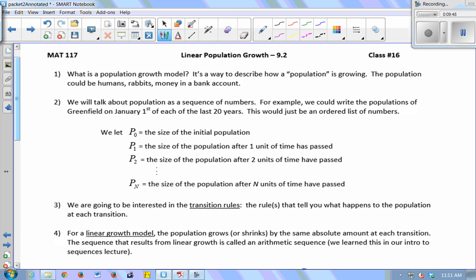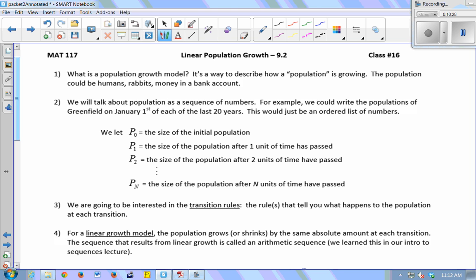So what is a population growth model? It's a way to describe how a population is growing. When I use the word population, it could represent anything: a population of humans, a population of rabbits, a population of dollars in a bank account. It doesn't have to be animals. It could be bacteria. So we're going to talk about population as a sequence of numbers. For example, we could write the populations of Greenfield on January 1st of each of the last 20 years. That's just a list of numbers, which is a sequence.